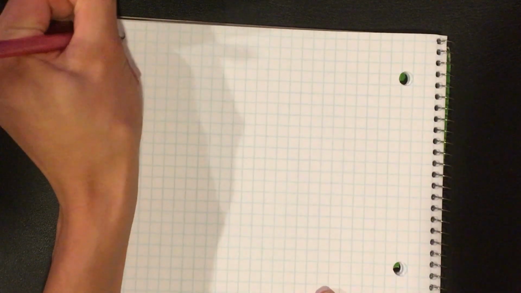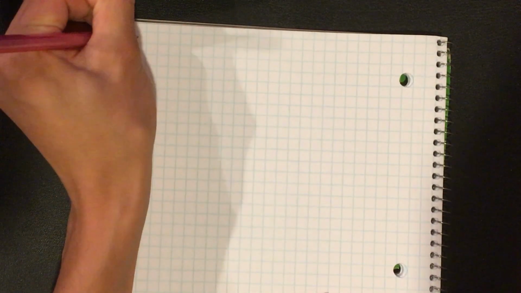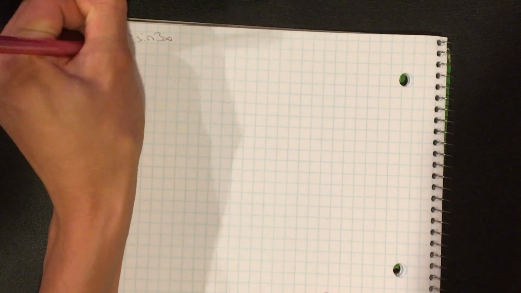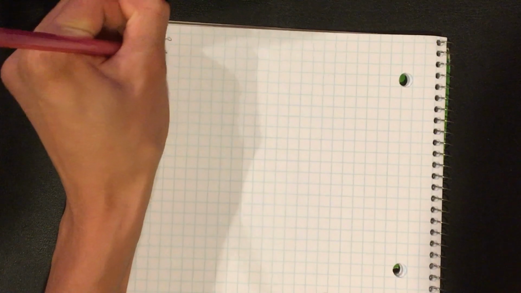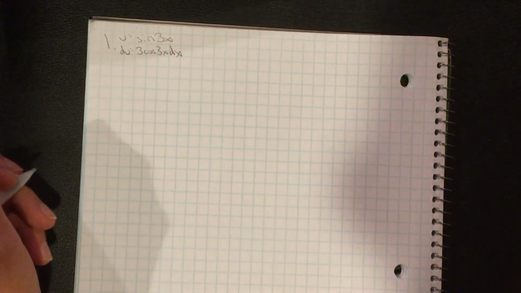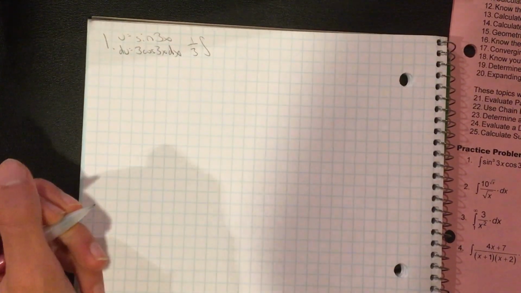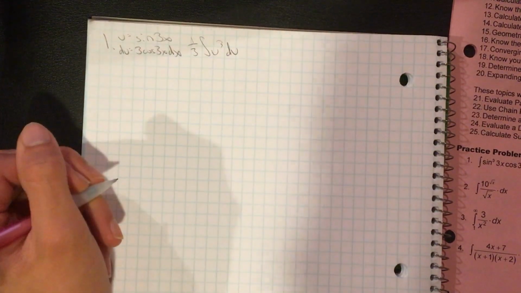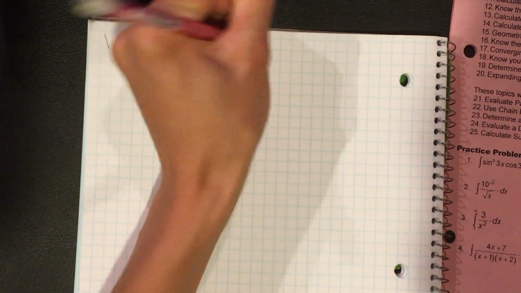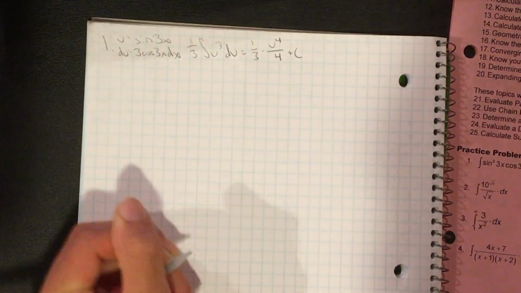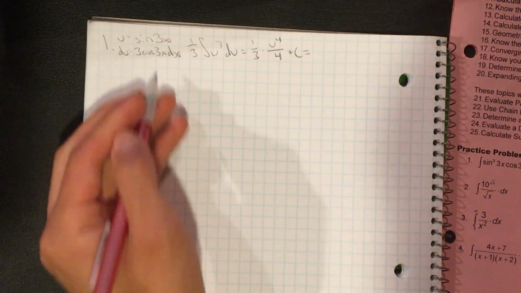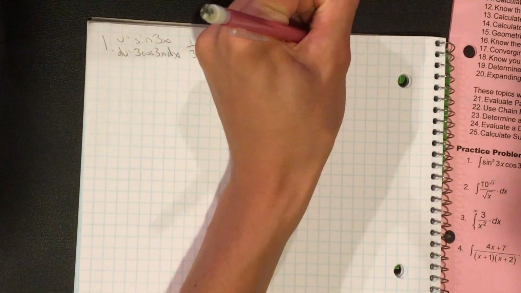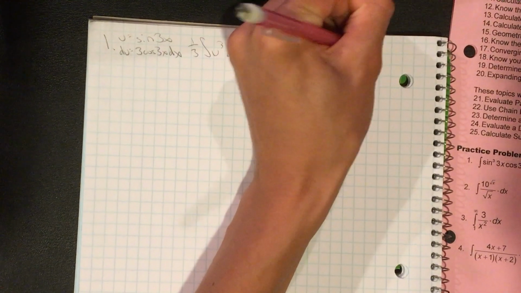Alright, problem 1, u sub. We're going to set our u as sine of 3x, du equals 3 cosine 3x dx. Perfect. Now, since we have a 3 here and effectively a 1 here, we're just going to cancel that out with a 1/3 times the integral of u cubed du. So this becomes 1/3 times u to the 4th over 4 plus c, which equals, I'm just going to sub in for u here, sine to the 4th of 3x over 12 plus c.